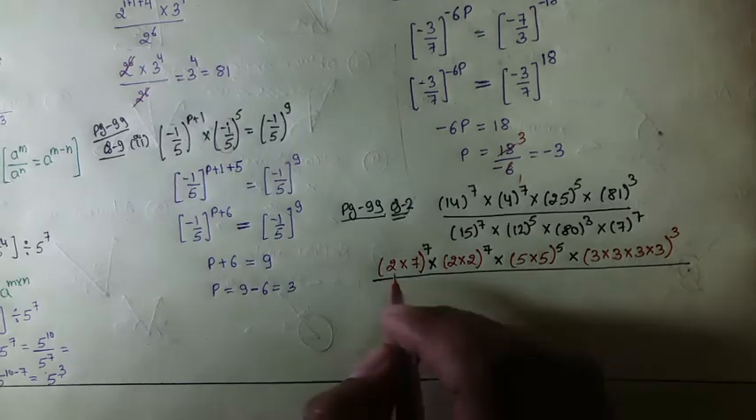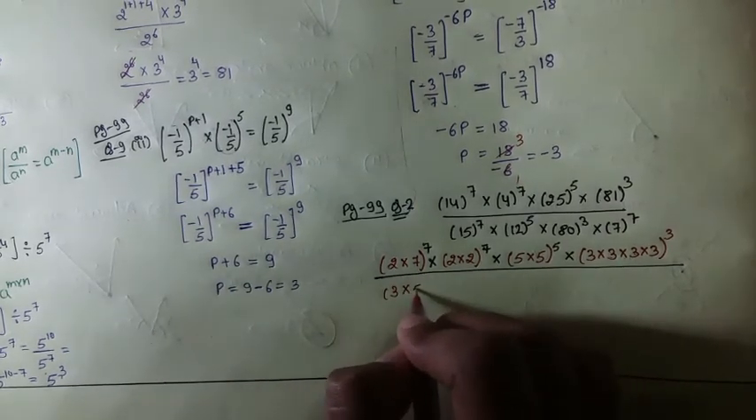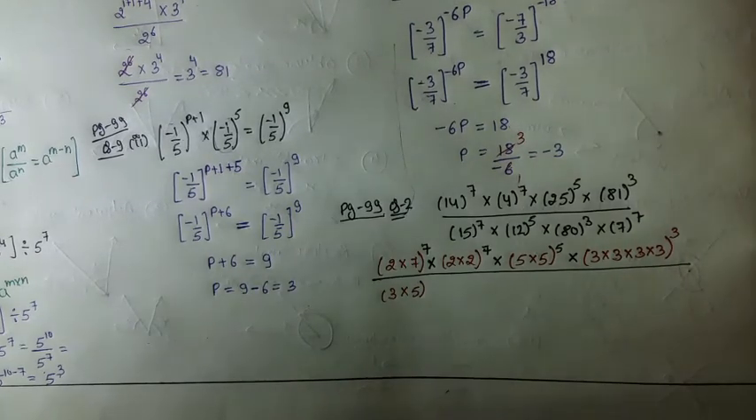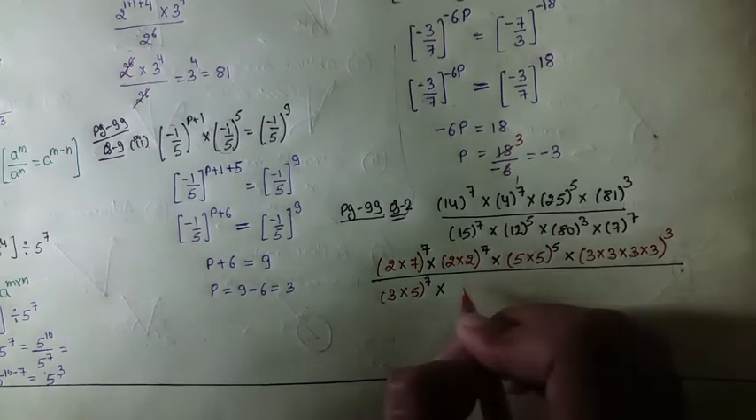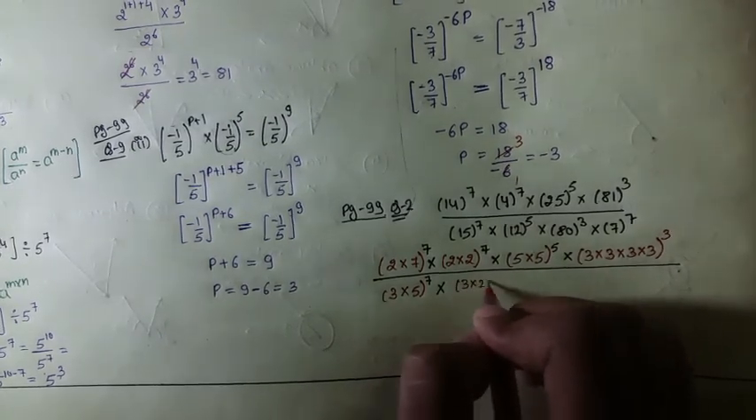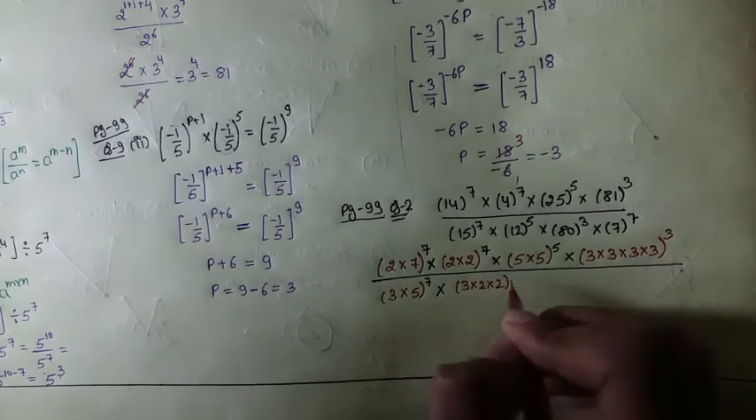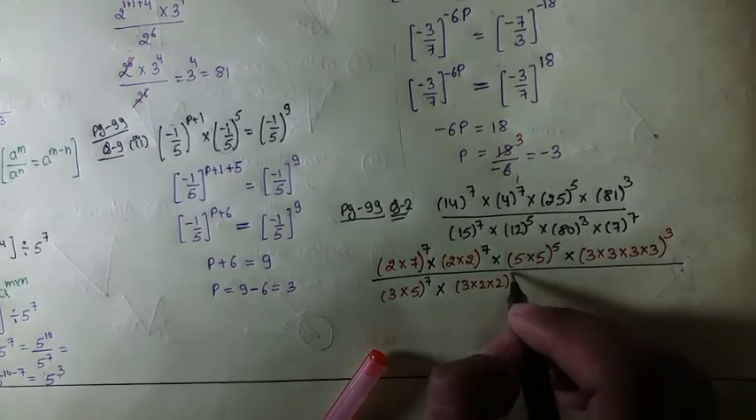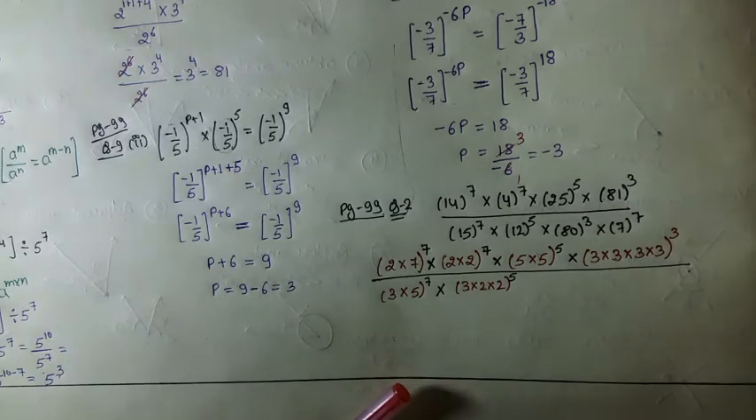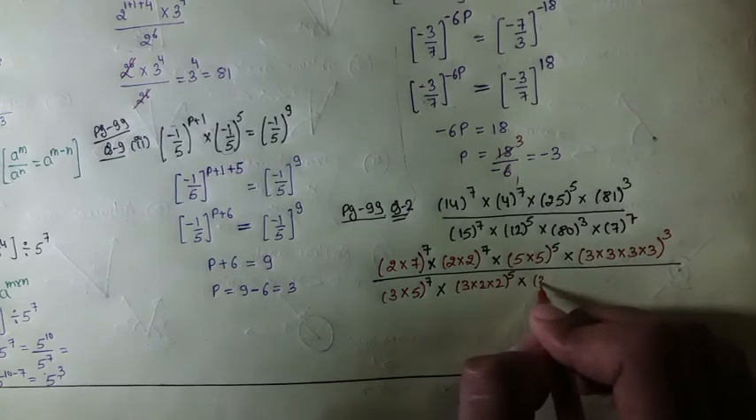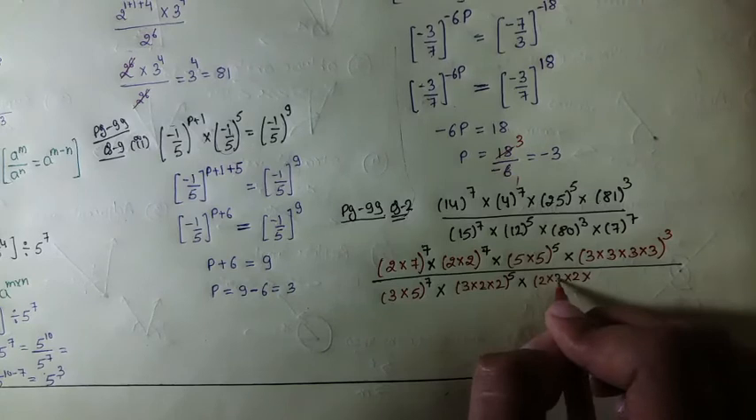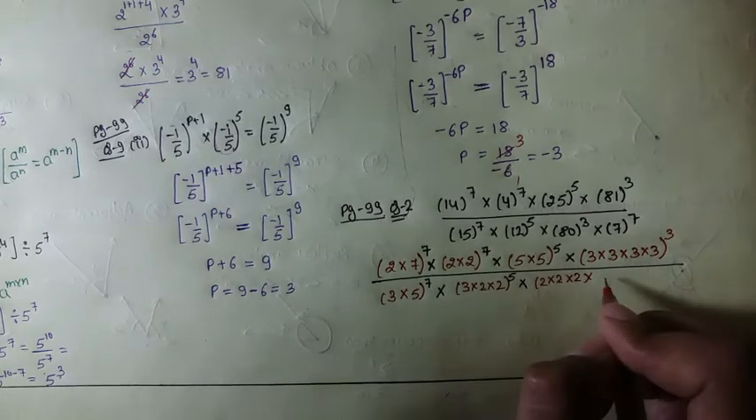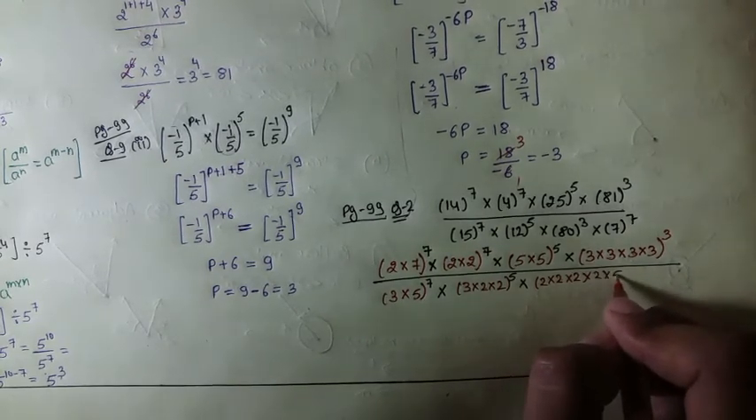15 can be written as 3 into 5. Its power is 7. Into 12 can be written as 3 into 2 into 2. 3 2s are 6, 6 2s are 12. Its power is 5. Again 80 can be written as 2 into 2 into 2. 2 2s are 4, 4 2s are 8, 8 2s are 16, 16 5s are 80.